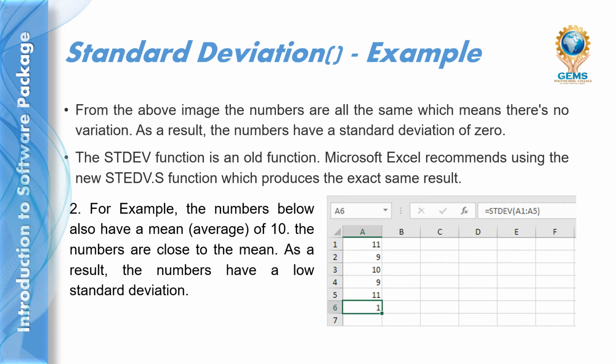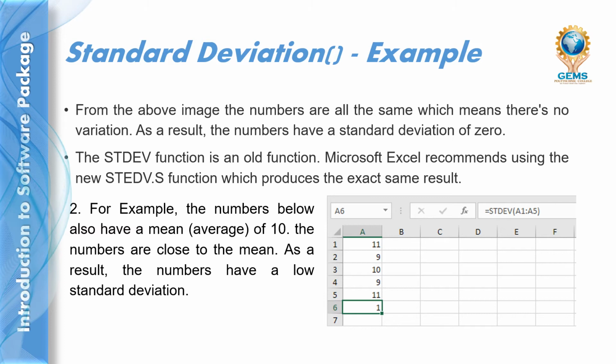From the above image you can see all the numbers are the same, which means there is no variation. So as the result, the standard deviation is 0 because all the numbers are the same. But now the STDEV function is an old function. Microsoft Excel recommends using the newer standard deviation functions, which produce the exact same result.